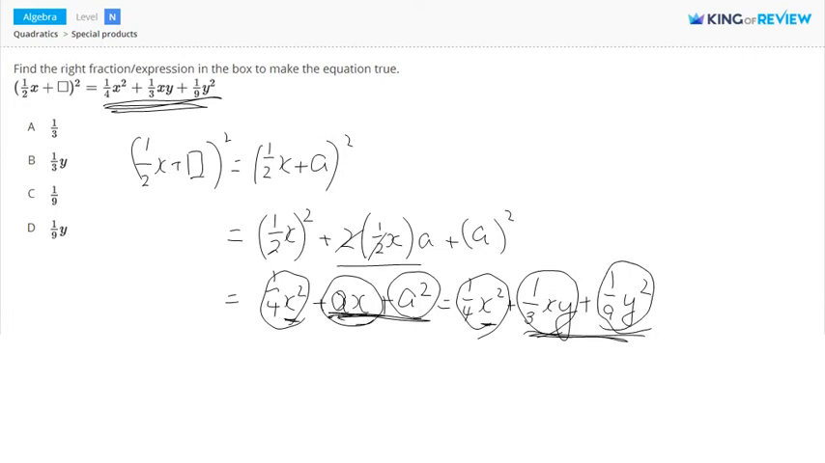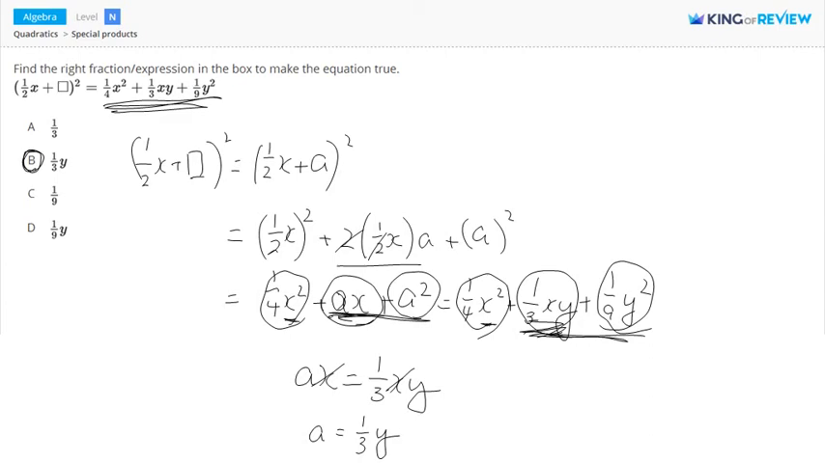So let's look at this part, the one with the x. So it said ax is equal to 1/3 of an xy. Well, if that is the case, if we divide both sides by x and cancel out these x's, what does it say? It just says that a is equal to 1/3 of a y. And that is going to be our answer.